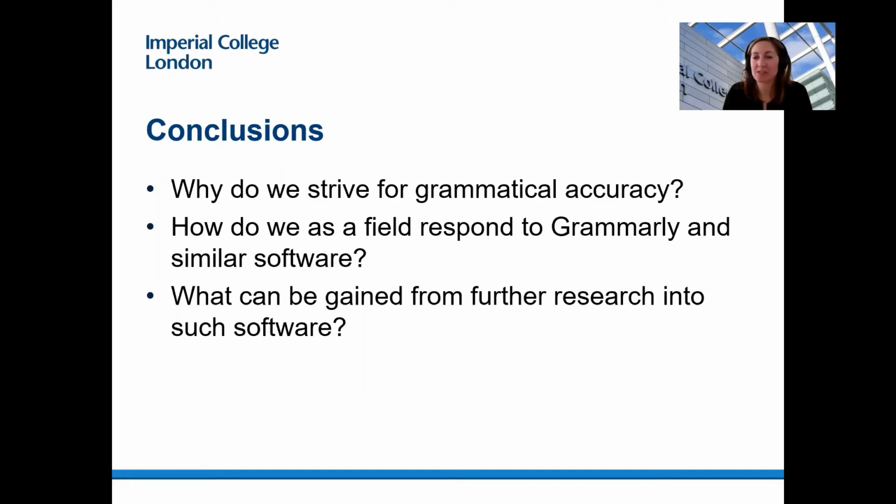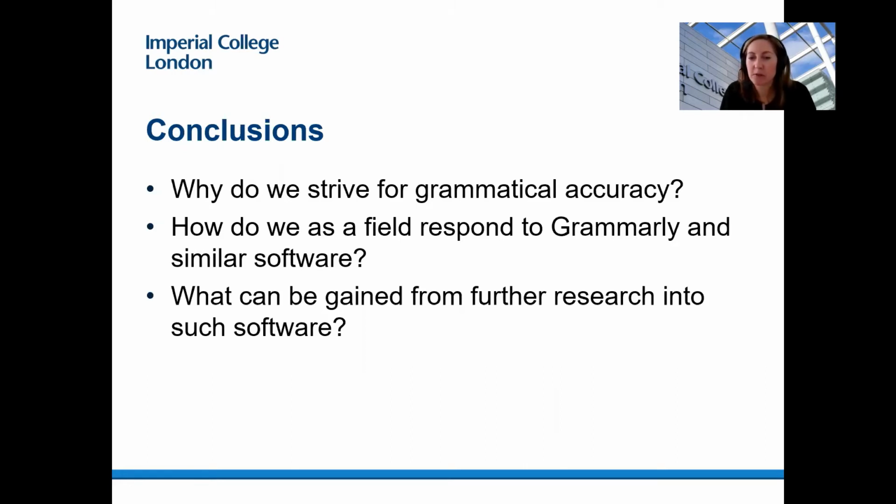First of all, why do we strive for grammatical accuracy? I would argue that we strive for grammatical accuracy not because it's inherently good in itself, but because it can help improve the clarity of a text. And that's the place we should be starting from, improving the clarity of a text, not making it as grammatically accurate as possible, which is what Grammarly is trying to do. And the result is it's sometimes, or often even, making the text less clear and losing the original meaning.